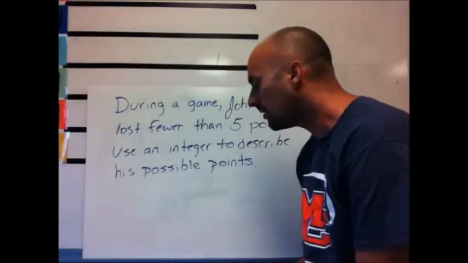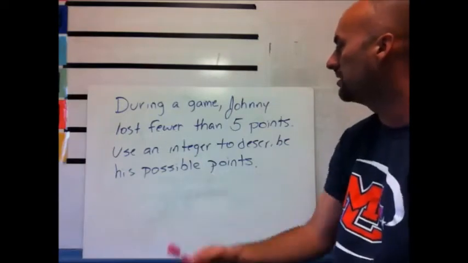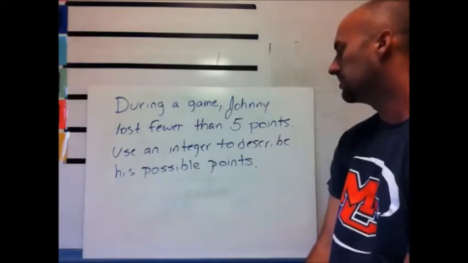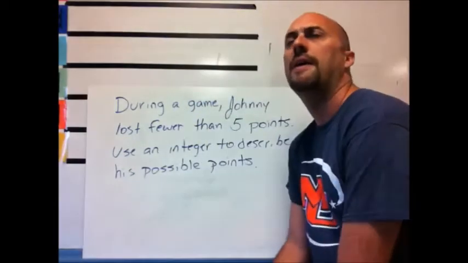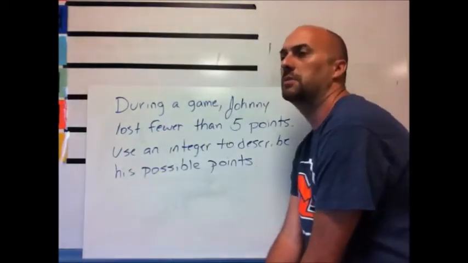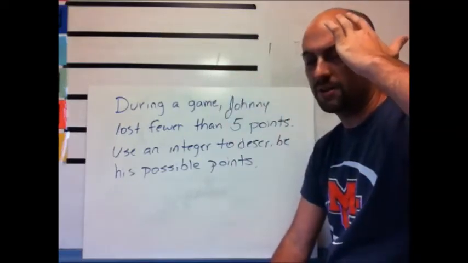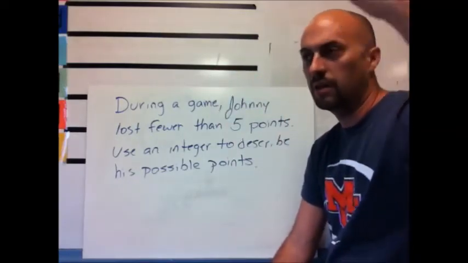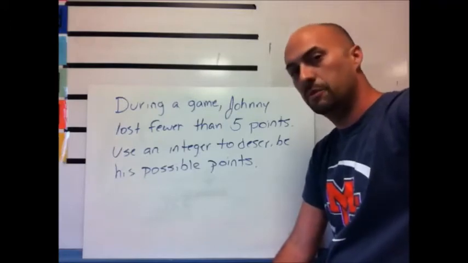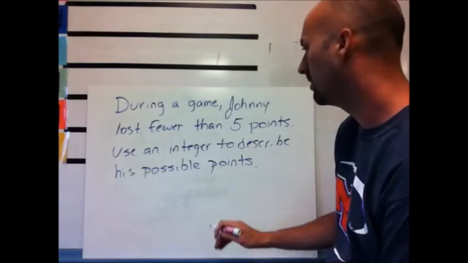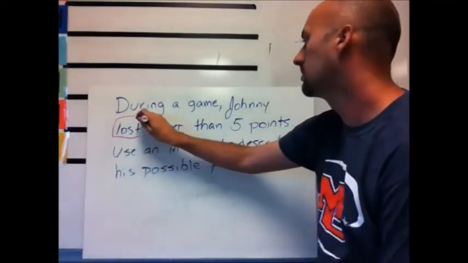Just to give you a little help. One last scenario. During a game, Johnny lost fewer than 5 points. Use an integer to describe his possible points. Now, lost fewer than 5 points. So let's think about what that's saying here. Okay, put it in our minds. Lost fewer than 5 points. If he lost 6 points, is that fewer than 5? No. Now let's put integers to this as well.